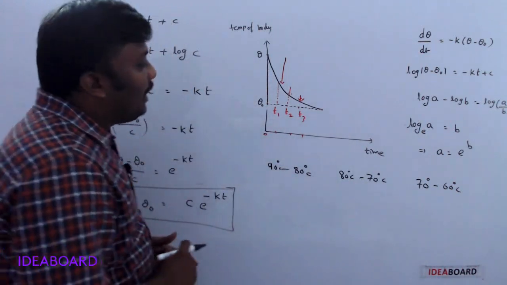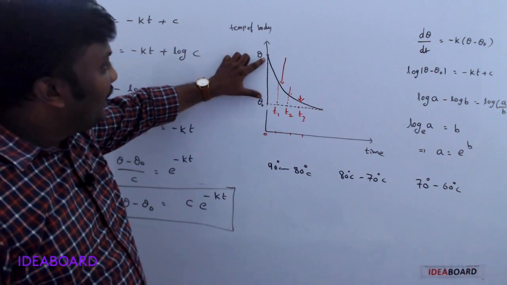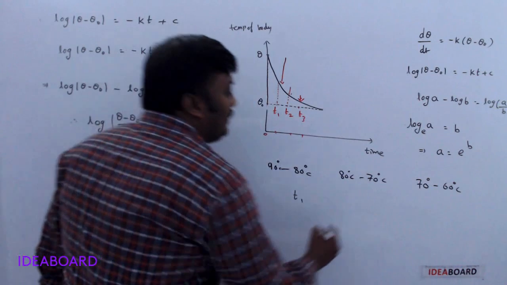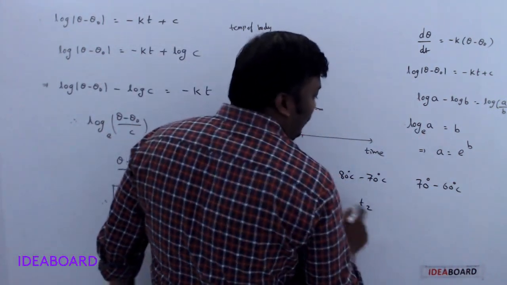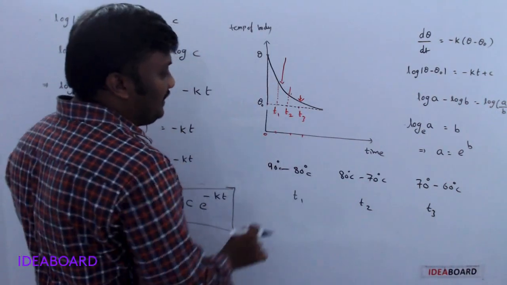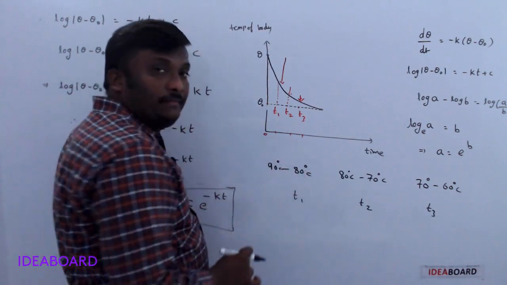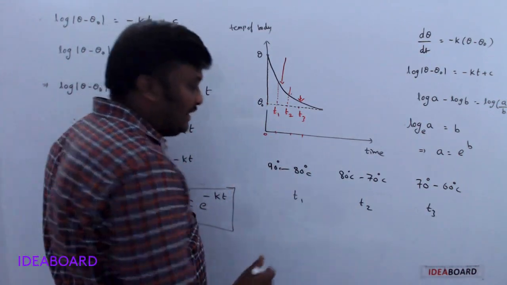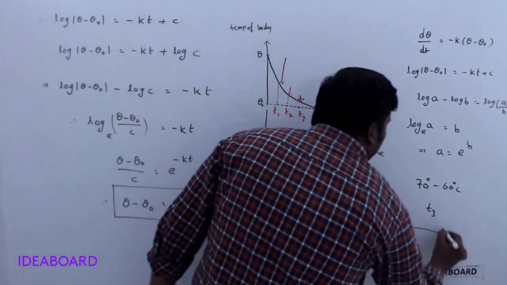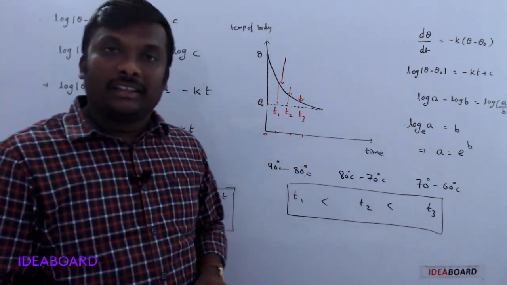But according to this graph, what we said is, if the temperature is very high, then it cools fast. So if the time taken here is T1, here T2, and here T3, then from the graph we understand that to go from 90 to 80, it takes less time. That's why T1 is less than T2, which is less than T3. Do you understand? Is it clear?